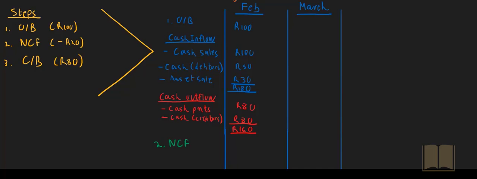Your net cash flow, which remember is the second step, is the difference between your cash inflow and your cash outflow, and it gives you a positive 20 Rand.